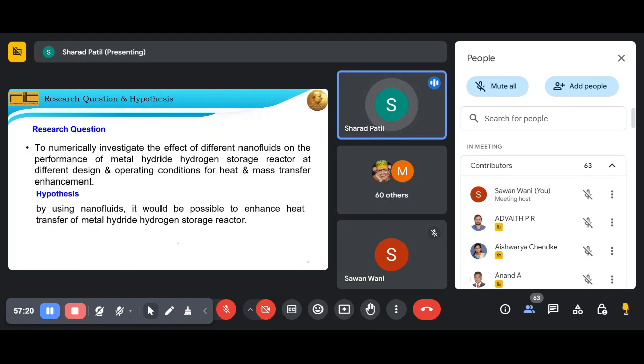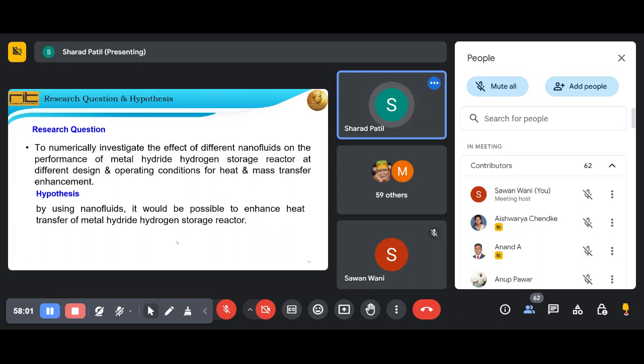We have developed a model in ANSYS Fluent. We have created the geometry, meshed it, then done a grid independence test for that. Then we validated the results with the experimental results of other authors published in the literature. Then we compared the results for the base fluid with the addition of the nanofluids Al2O3, copper oxide, or the other nanofluids we have selected. Then we found the different properties: density of the nanofluids, conductivity of the nanofluids, viscosity of the nanofluids, all these. And with that, we systematically proceeded towards the completion of the research.